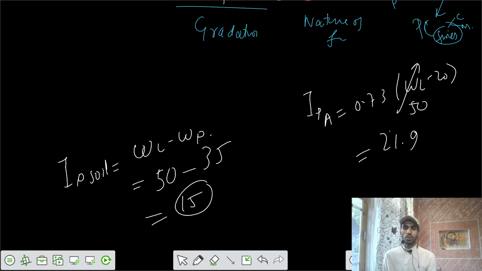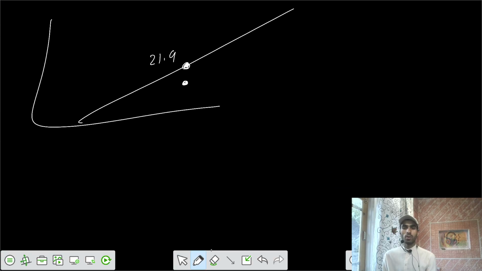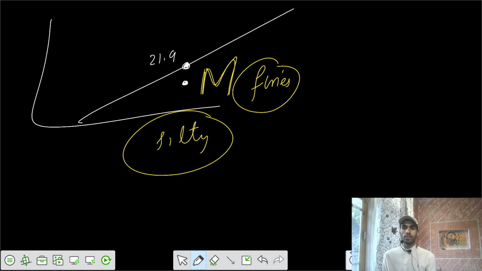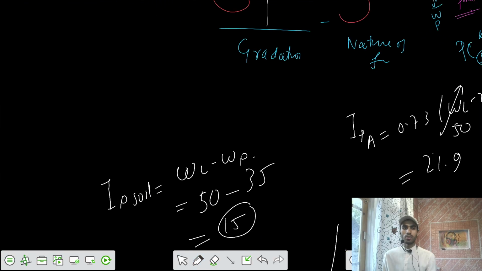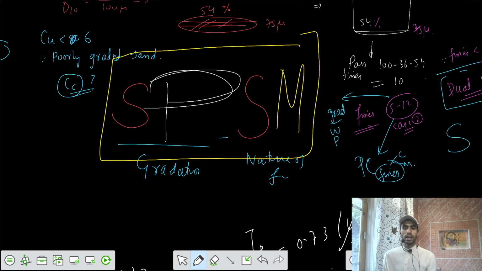Now compare the two. Let's say we have this chart, we have this line. Your IP for the A line is 21.9, but your actual value is only 15. So your soil is below the A line. That means soil is silt. Nature of the fine is silt. Silty. So we can write silty. So we got the silty also. Now we can write the final symbol. Final classification of that soil would be SP-SM.